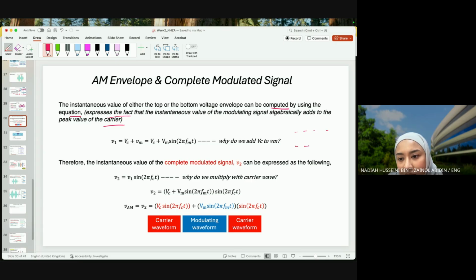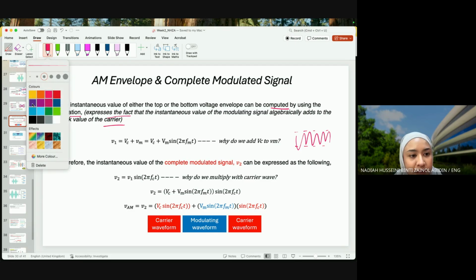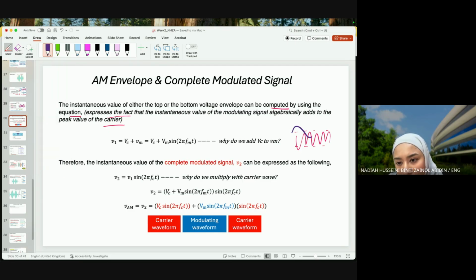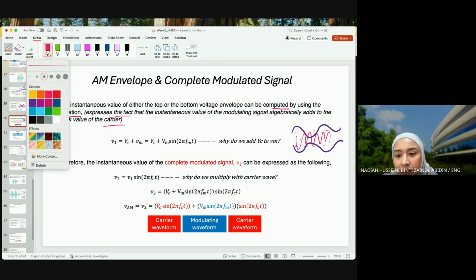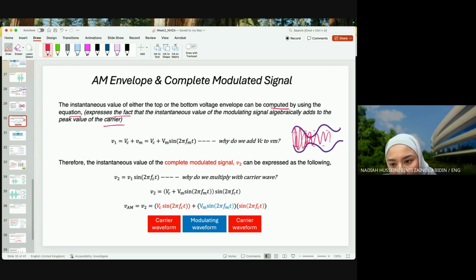Whereby we have our original carrier, and then we have our modulating signal, which will only modulate around the peak value of the carrier. Your carrier will change its amplitude according to the message, but the frequency stays the same. So this is what we discovered just now. Now we want to represent this in the form of an equation.